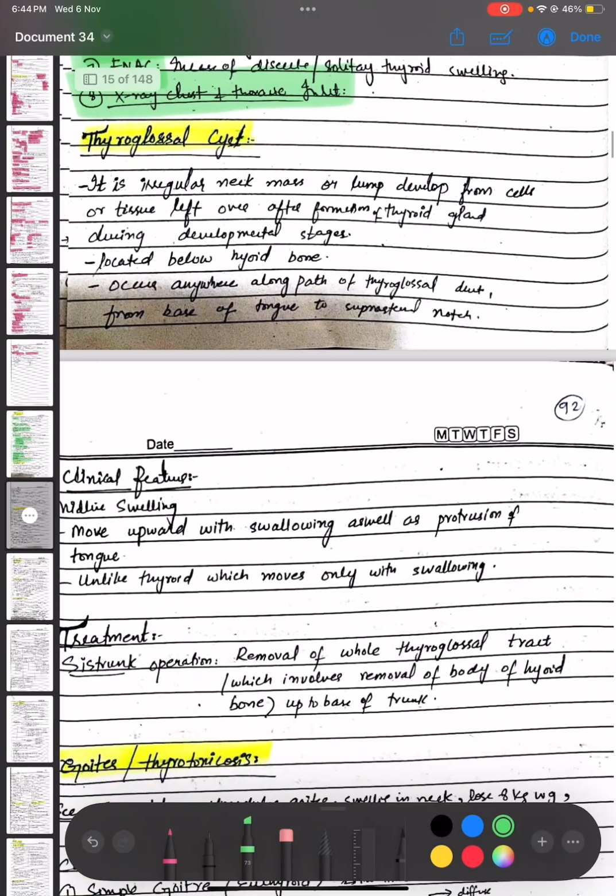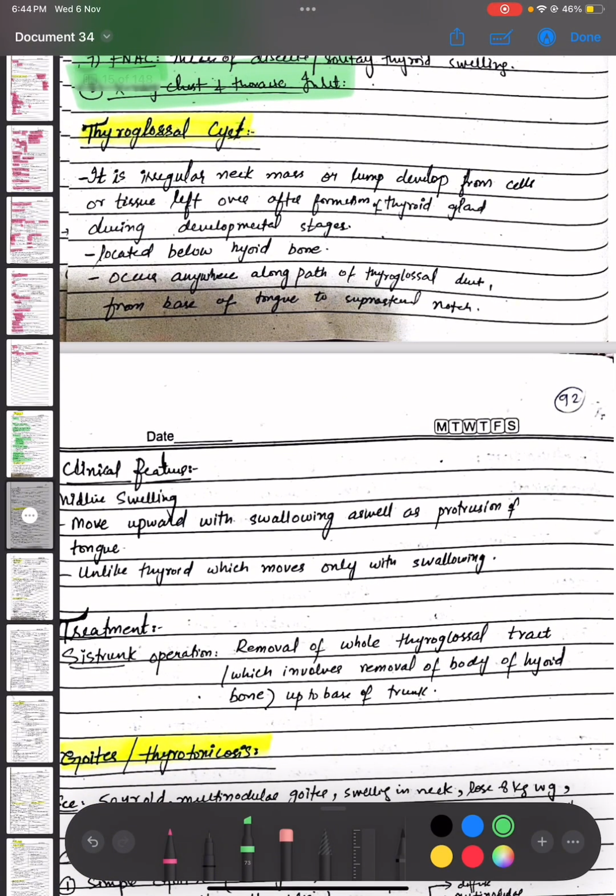Okay. Now coming towards thyroglossal cyst. What is thyroglossal cyst? It is an irregular neck mass or lump developed from cells or tissues left over after formation of thyroid gland during developmental stages, and it is located below hyoid bone. It occurs anywhere along the path of thyroglossal duct from base of tongue to suprasternal notch.